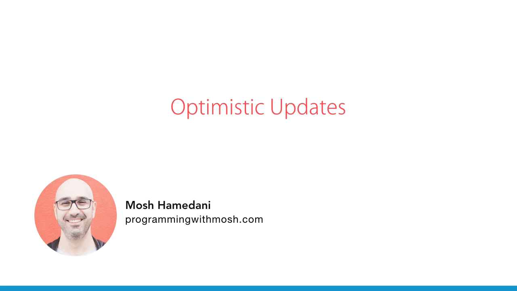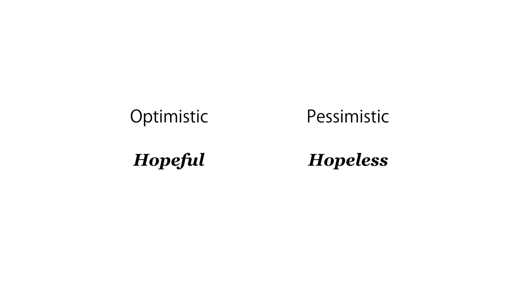In this lecture, I'm going to talk about optimistic and pessimistic updates. Now, if you're not a native English speaker, you may not know the meaning of these words. Optimistic means hopeful, whereas pessimistic means hopeless or negative. What do I mean by this?